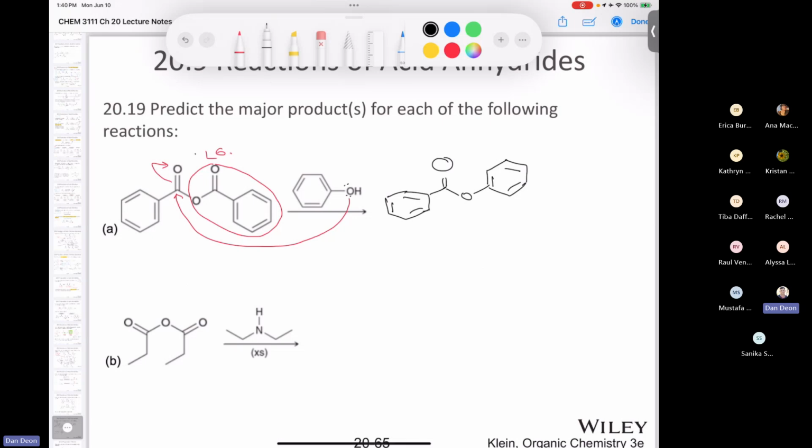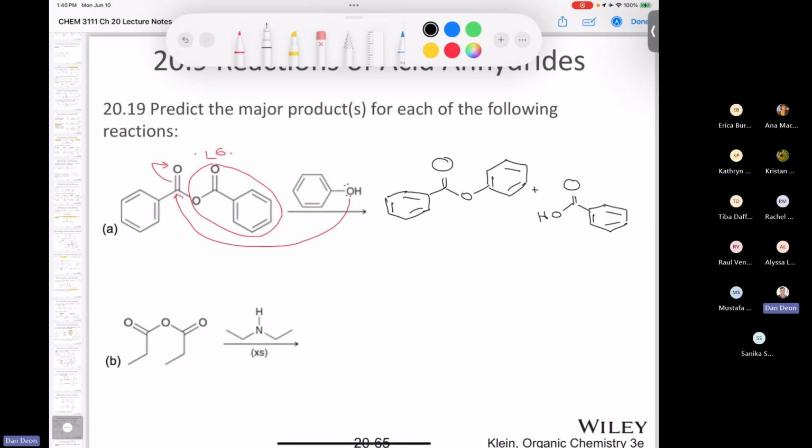Now, if you're wondering, what else do we get from that leaving group? The leaving group is going to give us this. So we're going to end up with the leaving group, but again, it's not going to form a strong acid, it's going to form a weak acid, which is going to be benzoic acid. So these are the products that we're going to get in this case.